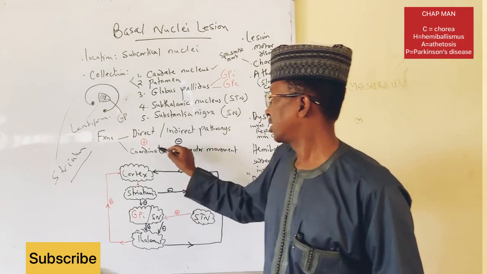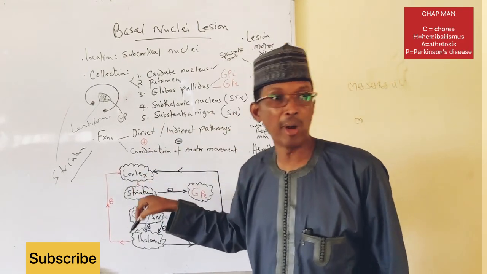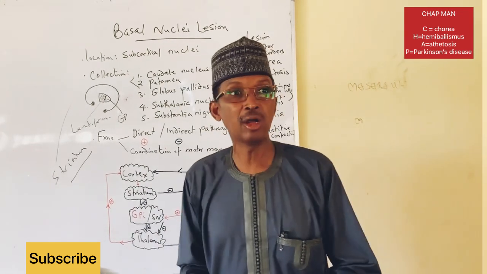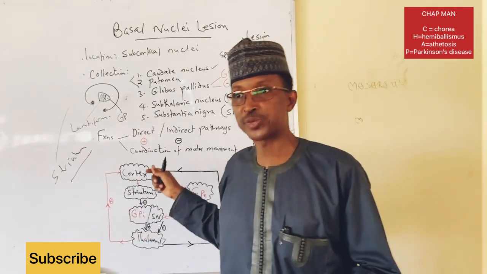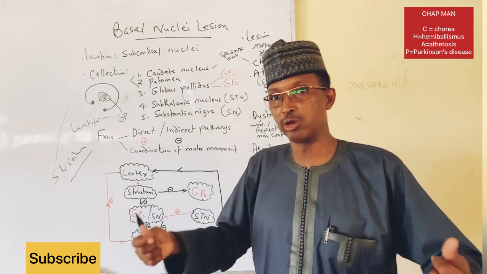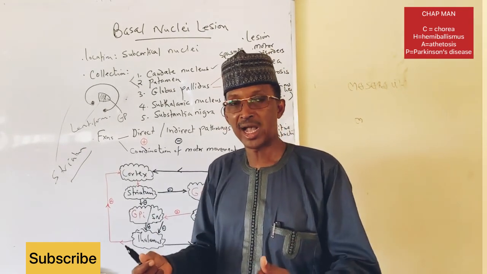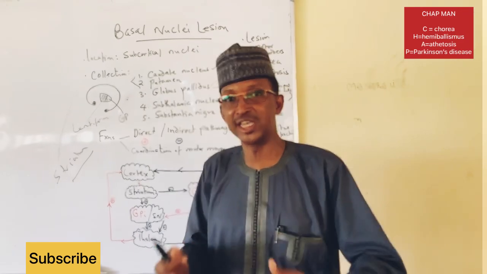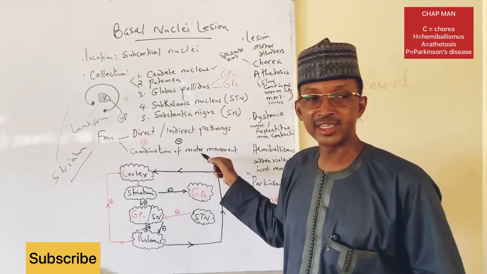So that means the direct pathway is responsible for beginning of our movement, while the indirect pathway is responsible for the stoppage of our movement. This one starts, this one stops. Are you clear? So when your limbs begin to move, at the end of the day they will stop. You get it? So initiation, starting and stopping of this movement is through direct and indirect pathway.